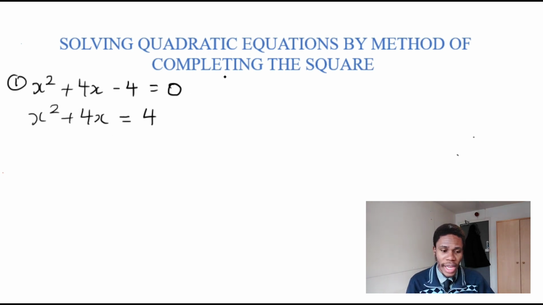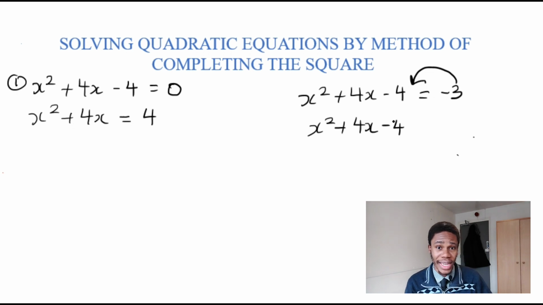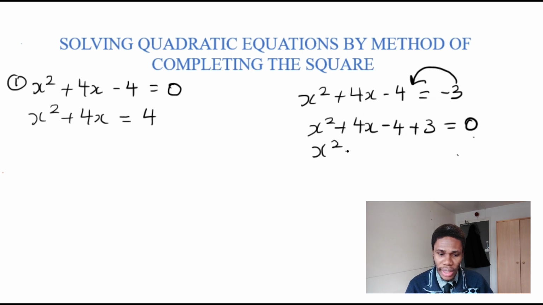Take note, assuming your quadratic equation was given to you in this form, I'm going to just do it on the side and wipe it off. x squared plus 4x minus 4 equals minus 3. To write out your quadratic equation, we equate everything to 0. Hence, you will need to transfer this to the left-hand side of the equation and now have x squared plus 4x minus 4 positive 3, since it is crossing over, it will change signs because it's negative 3, so it becomes positive 3 equals to 0.